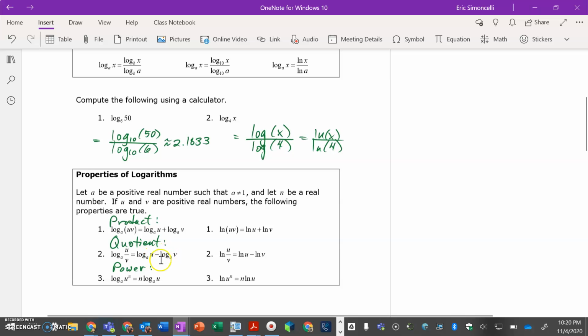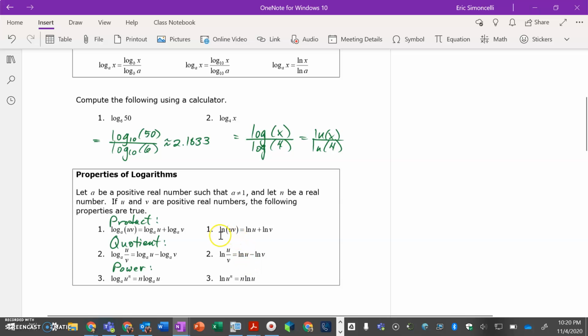The difference based on the quotient, the difference of two logs, is what we're looking at. The numerator here, u, ends up being the first quantity you're taking the log of, while the denominator is the second quantity, and again you're subtracting, not adding. The same two properties apply to natural log.